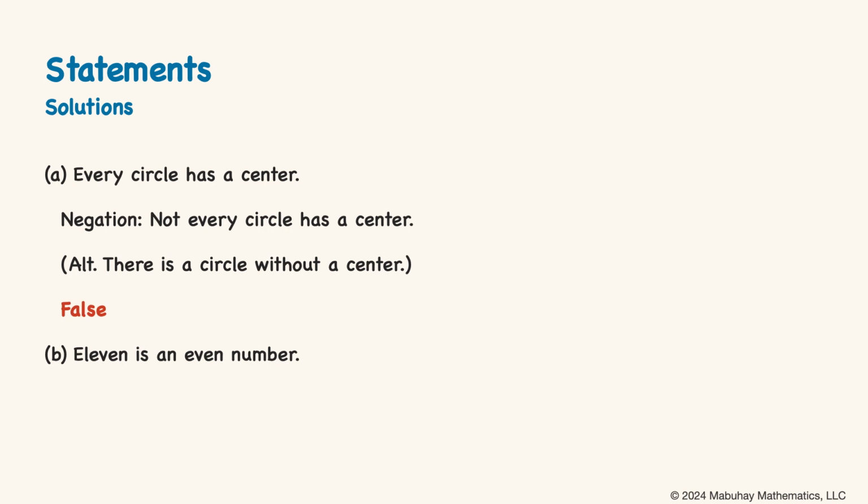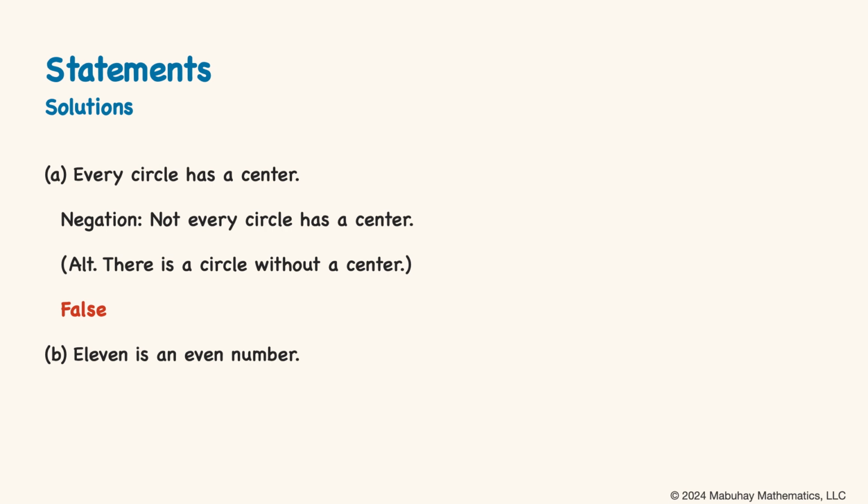The negation is going to be false. Why is the negation false? Because every circle has a center. The original statement is true. That is, it is true that every circle has a center. And so since that statement is true, its negation is false.